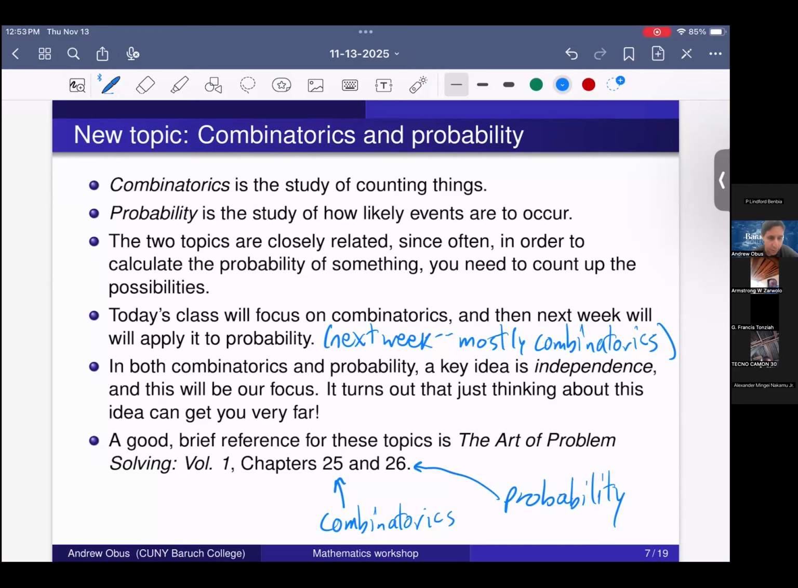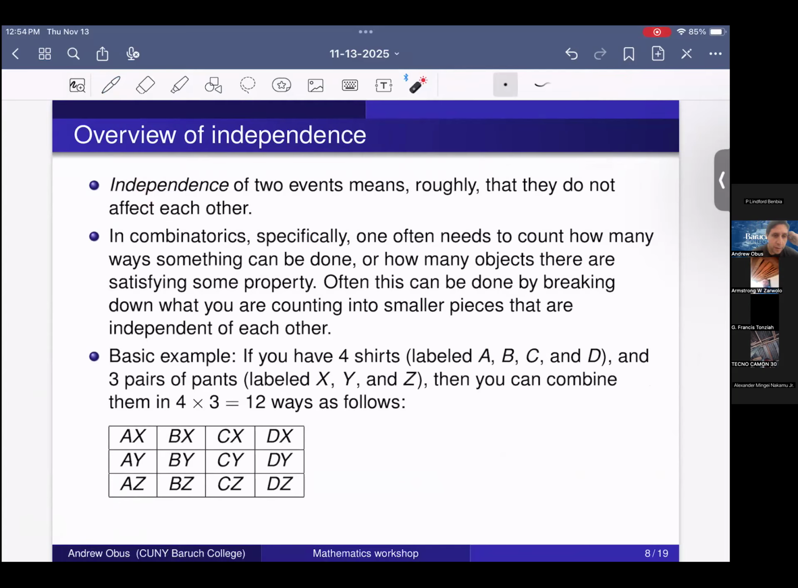Okay. All right. So what is the overview of independence? What do we mean by independence? When we say that two events are independent, it roughly means that they do not affect each other, right? So what does this mean specifically in combinatorics? Well, in combinatorics, usually you're asking how many ways can something be done, or how many objects are there that satisfy some certain property. Okay? And usually whatever you're trying to count can be broken down: you try to count smaller pieces that are independent of each other, and you figure out the total number of ways by figuring out the ways of doing each little thing and combining them somehow.